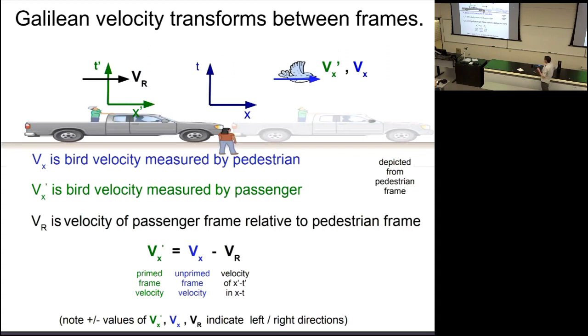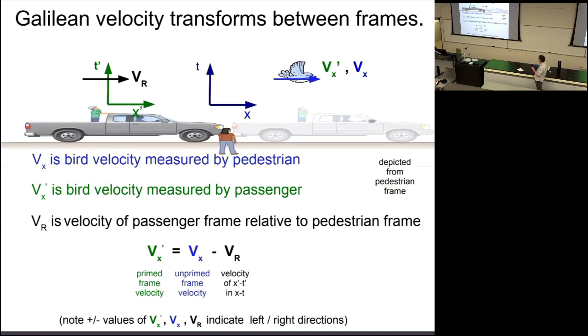It's quite a busy picture. I've got two frames of reference in this picture, and I've denoted them by different colors. The green and the black here are the two frames of reference. One frame of reference is the pedestrian frame of reference. So here's the pedestrian. The pedestrian is stationary in the pedestrian frame of reference. And the second frame of reference is the truck frame of reference. So here's the truck frame of reference, and the driver and the passenger are stationary in that frame of reference.